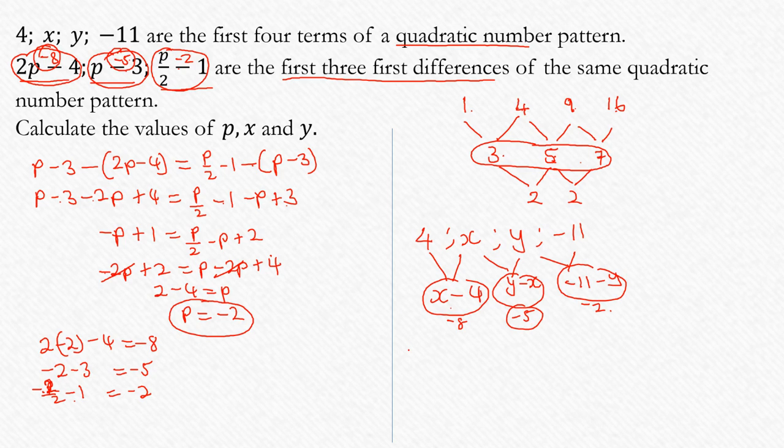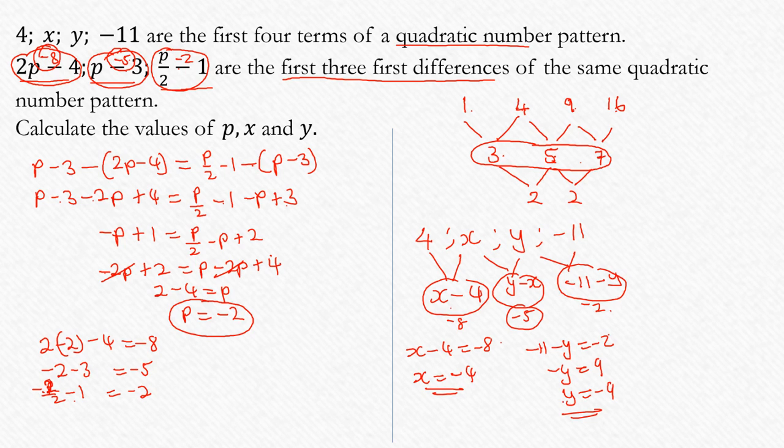So let's start with this one. So x minus 4 is equal to negative 8. Then we solve for x there. So bring 4 this side, becomes negative 8 plus 4 means x is equal to negative 4. Right, and then what about y? We can even use the last one here. We say negative 11 minus y is equal to negative 2. And then we bring negative 11 this side, becomes positive 11. It becomes negative y is equal to 9. Is it? Yes. Okay. And then we divide by negative 1 both sides, then y is equal to negative 9.